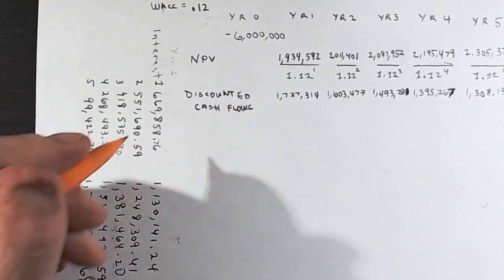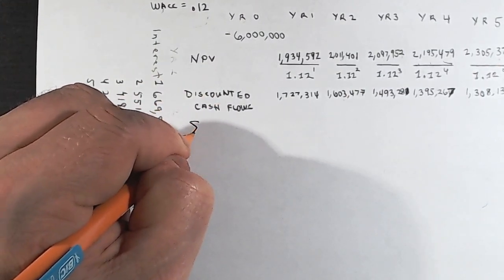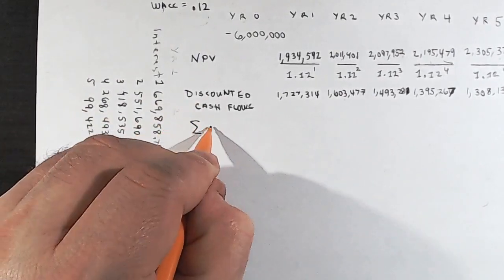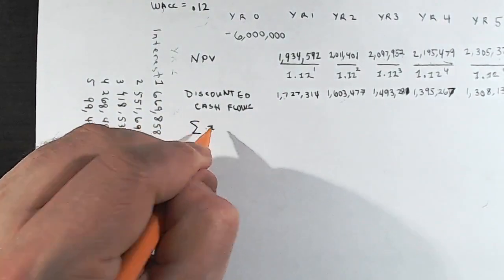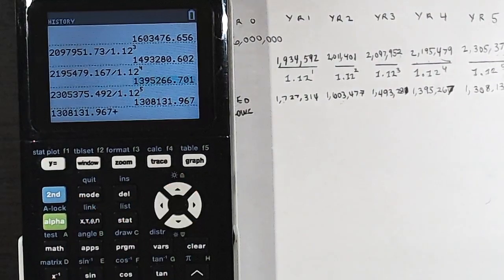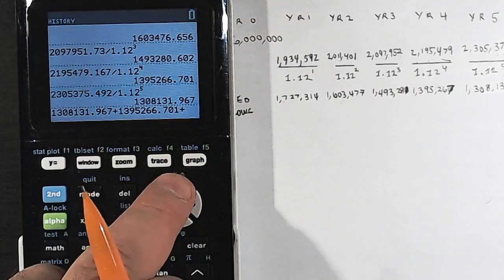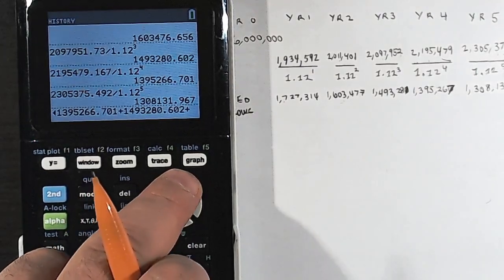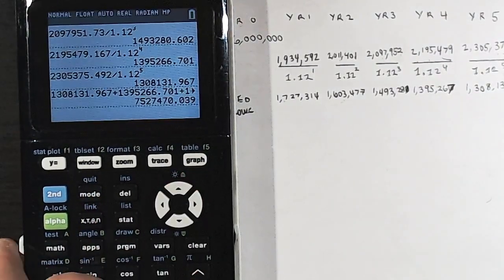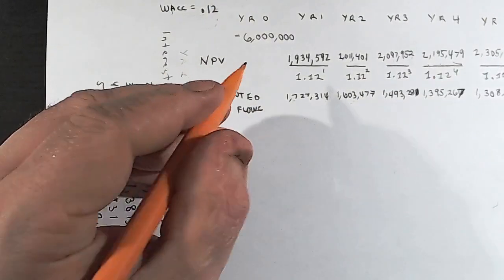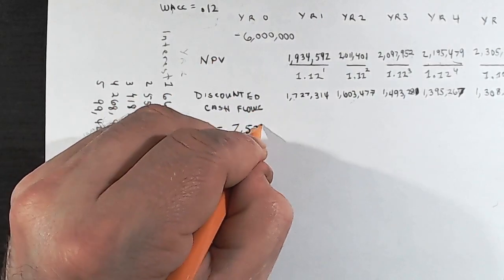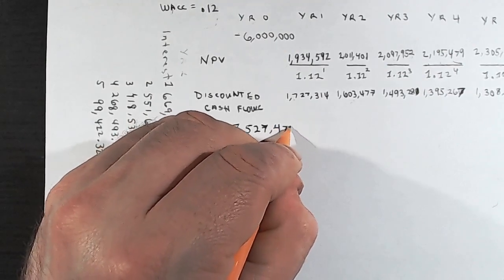All right, so now what I want is I want to know what the sum of the discounted cash flows are. Okay, so I want the sum of all these numbers. So here's how we're going to do it. This one plus the one before it, plus the one before that, plus the one before that, plus the initial one, 727 on there. Add all that up, 752 here. This equals 7,527,470.